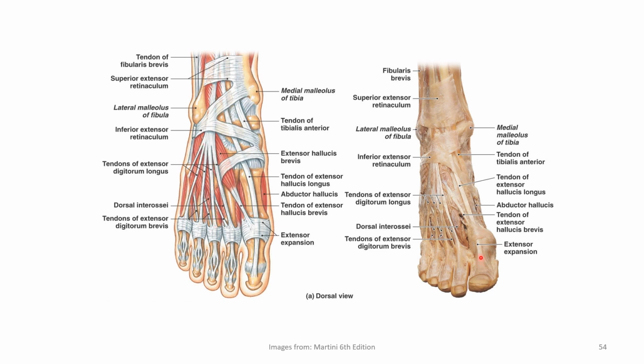On this view, this is the extensor hallucis longus tendon. This is extensor hallucis brevis. These are the tendons of extensor digitorum longus. And then you can see just barely the tendons of the extensor digitorum brevis.